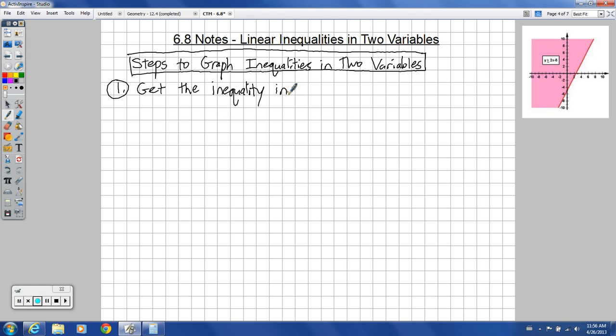So I would recommend first that you get the inequality in slope-intercept form. And so notice I've given an example here. This one happened to be in slope-intercept form. This is y, and instead of equals, we'll have our inequality sign. So y is greater than or equal to 2x minus 5. It's just like that, except we have greater than or equal to instead of just equals. So we have y equals mx plus b, it's still in that same form. So we want to get it in that form first if it's not already in that form.